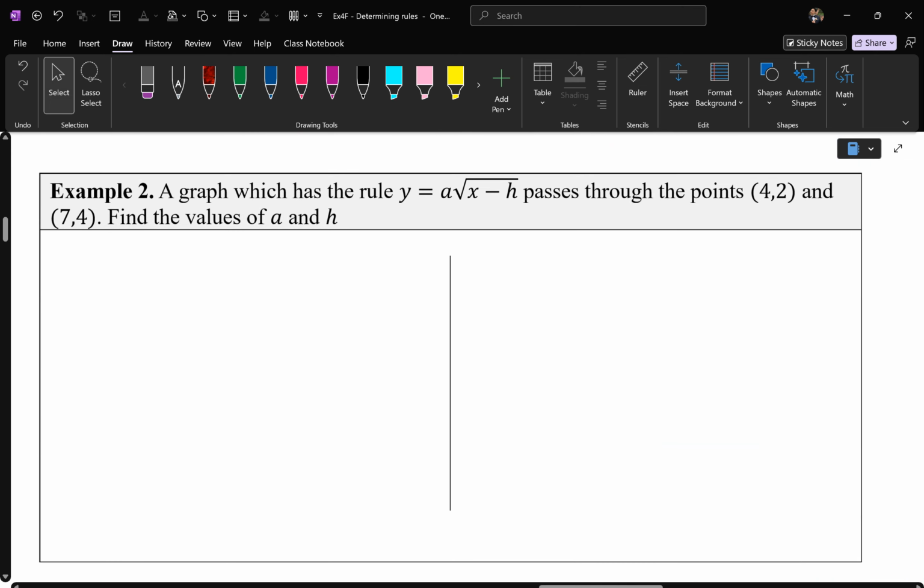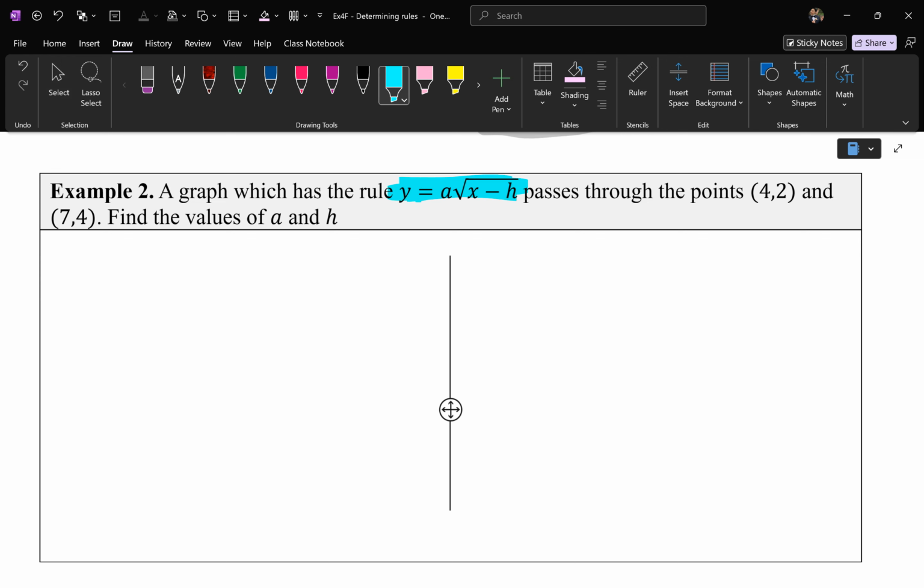Same idea. This one, a graph which has the rule. So they gave you a template. Here's your template. We know it's a square root function then. Square root function passes through the point 4, 2 and 7, 4. So we had to quickly visualize this. Let's do a bit of visual. Square root function, x minus h. Usually, what does that tell me? What does the x minus h usually tell me?